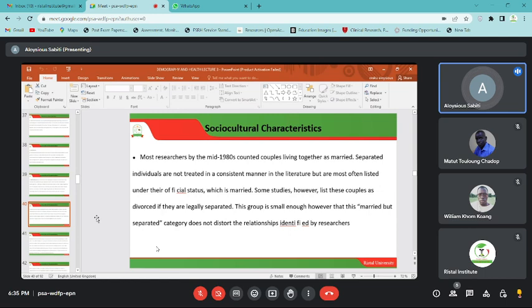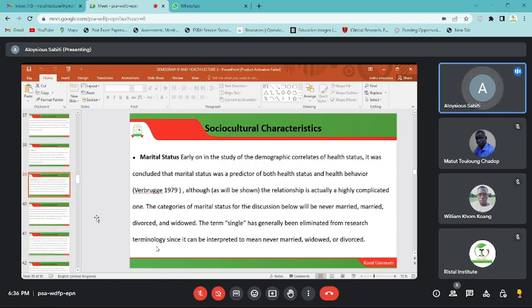So you may be separated, or you may be divorced. So it is very clear that when you're developing your research tools, you do not intermix some of these words. If you said single, you may confuse your respondent. But if you say never married, or married, or widowed, or separated, then you would be able to get better or correct answers from your study.